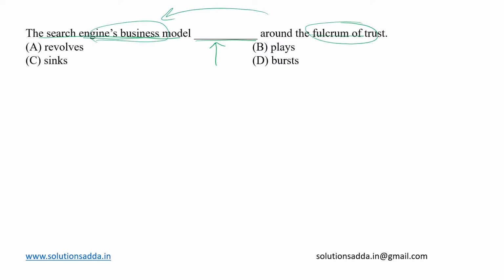So in this blank, we need to find a word suitable in the sense of dependence, because the model is dependent upon the trust factor. So among the given options, we can see that revolves is one such word, which is in a similar sense to dependence, and the search engine's business model revolves around the fulcrum of trust makes complete sense. So the appropriate choice here will be option A, revolves.